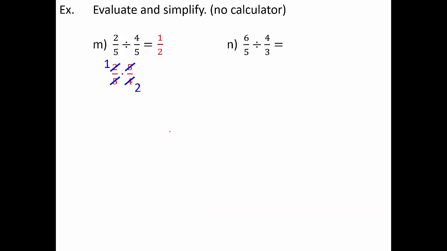All right, so keep it, change it, flip it, gives me times 3 over 4. I'm going to notice the 6 and the 4 reduces to 3 over 2. Anything else reduce? I don't see anything else that reduces, so 9 over 10, final answer.